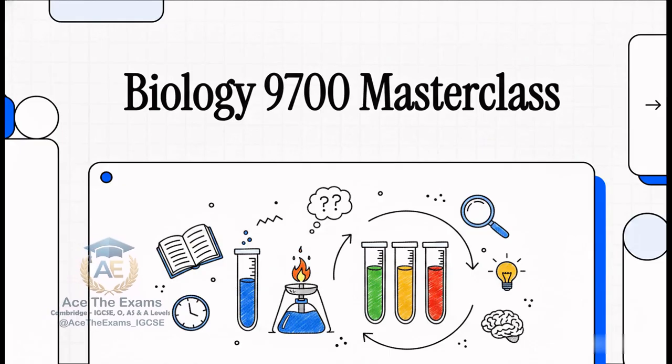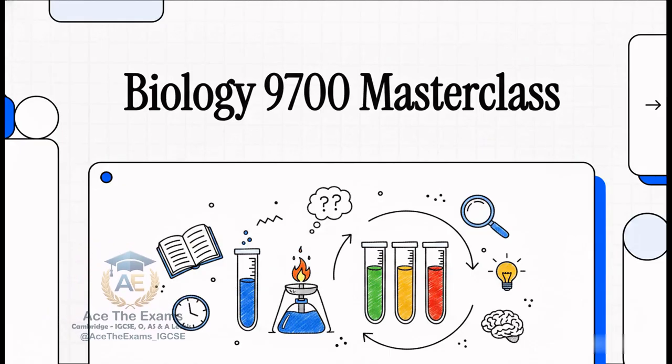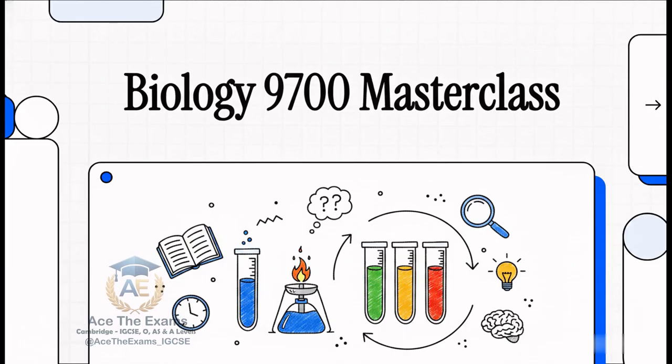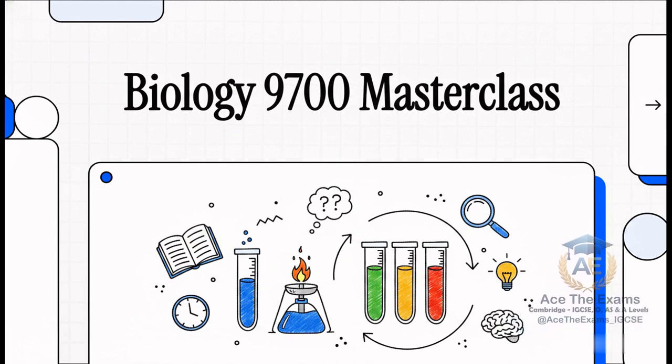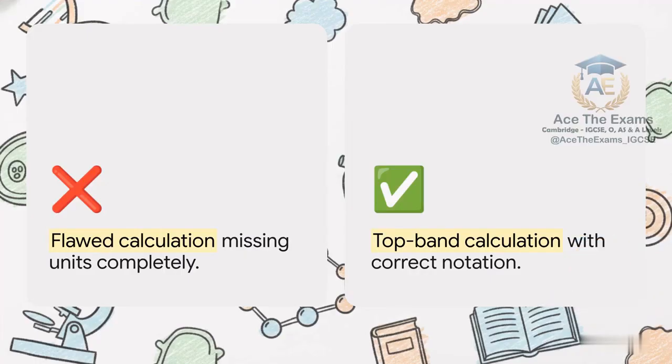The Cambridge AS and A-Level Biology 9700 exam isn't just testing if you can memorize a colorful reaction. No, it's testing if you can really think like a scientist under pressure. So in this explainer, we're going to see exactly what the examiners are actually looking for, and why your standard, run-of-the-mill revision is probably leaving absolutely crucial marks on the table. Let's dive right in.